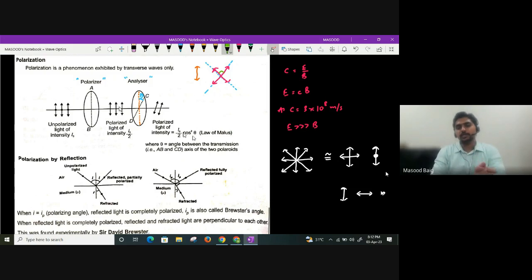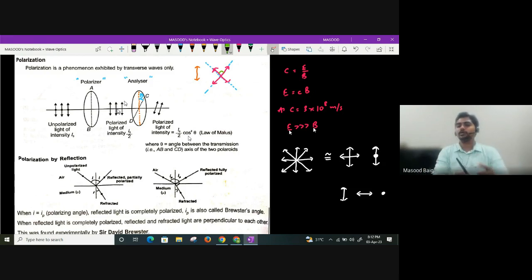When polarized light is incident on a crystal, that crystal is called an analyzer. I am assuming theta to be the angle between the transmission axis of the polarizer and analyzer. So this was our polarized light, and I have the transmission axis in this manner, guys. Okay. So this polarized light, I am resolving into two components. One I will resolve along the transmission axis of the analyzer. The other I will resolve perpendicular to the transmission axis of the analyzer.